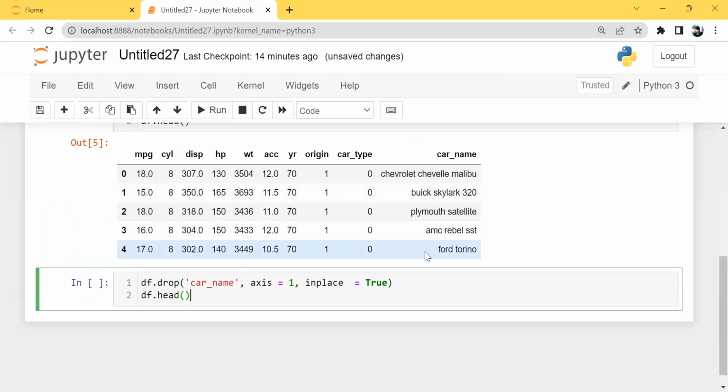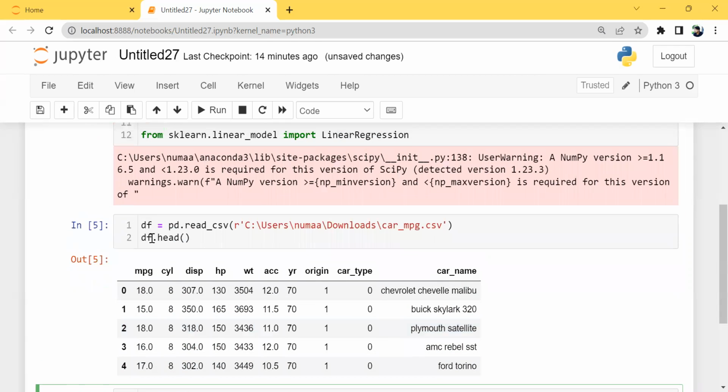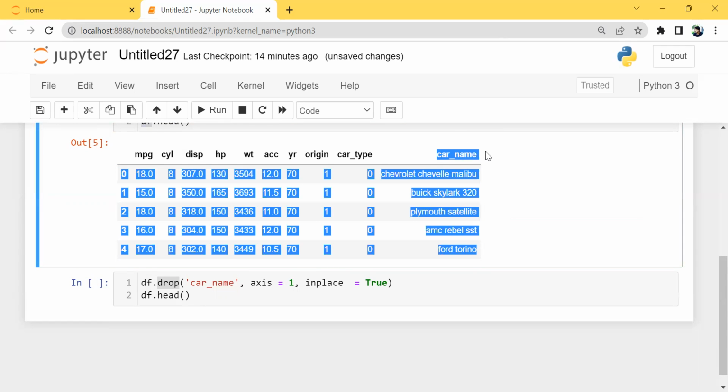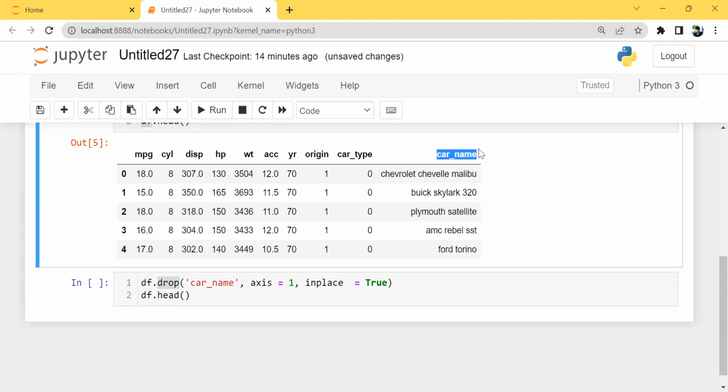So how do you remove a column from a data frame? You need to use the drop function. My data frame is this variable, df, so I'm using df.drop. Inside this, I need to pass the column name which I need to remove, that is car name. So I'm passing car name under quotes, and comma, I'm placing axis equal to 1.